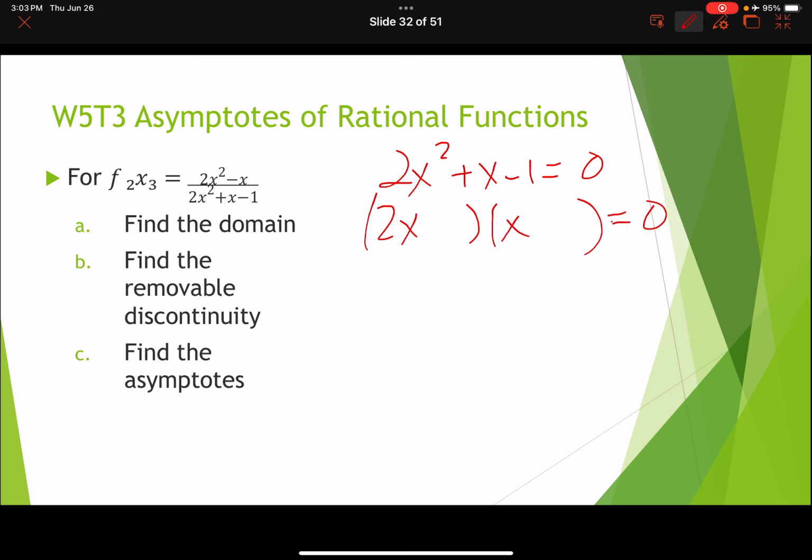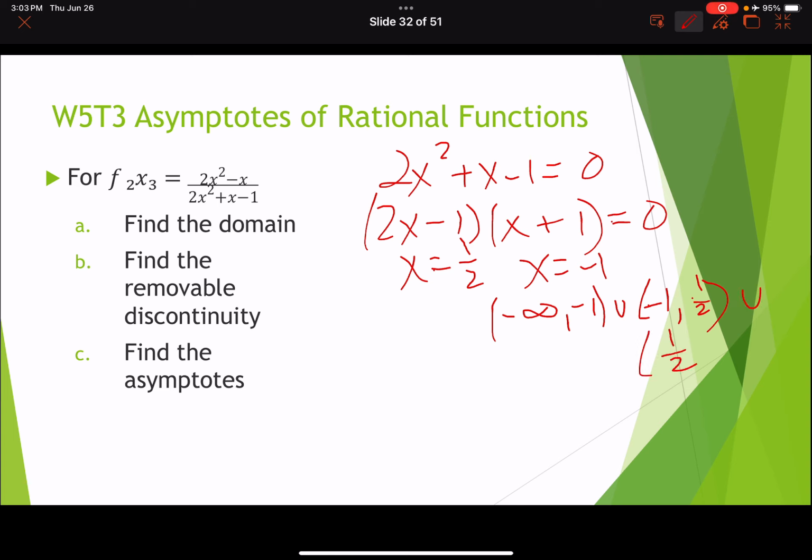The leading term is a 2, the constant is a negative 1, so that means we're plus 1 and minus 1. And so if we want to pair that up with a 2, that means that this needs to be the plus, this needs to be the minus, which means that we would get solutions of x equals 1/2 and x equals negative 1. So that means that our domain now would be negative infinity to negative 1, union negative 1 to 1/2, union 1/2 to infinity.